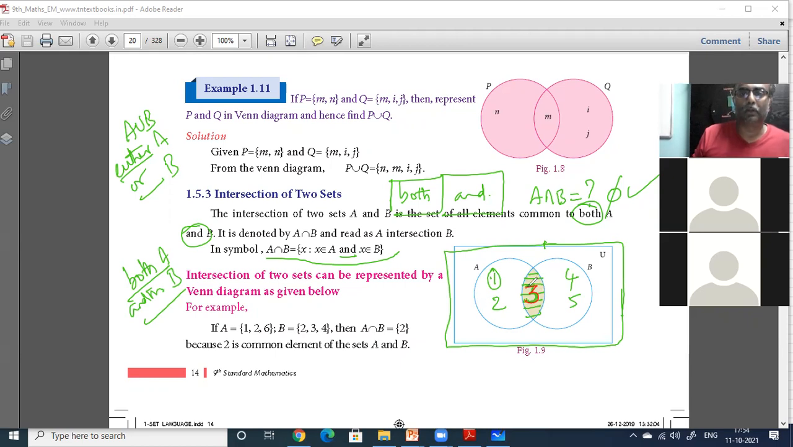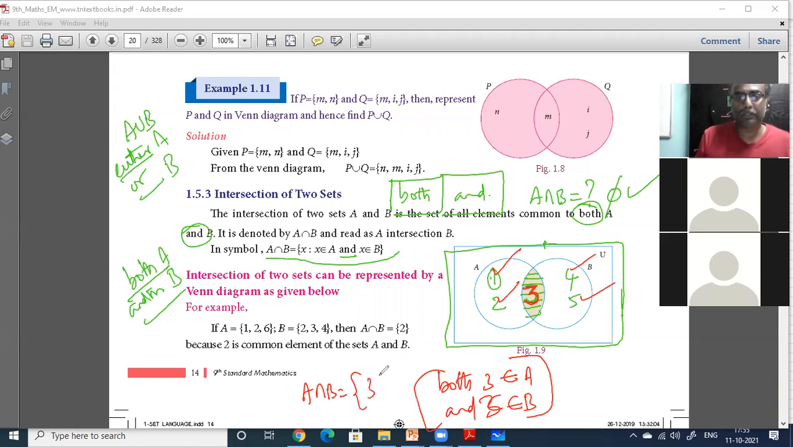There is 3. 1 is belonging to A, but it is not belonging to B. 2 is also belonging to A, but not belonging to B. 4 is belonging to B, but not belonging to A. 5 is belonging to B, but 3 is belonging to both. 3 is an element of A, and 3 is also an element of B. Therefore, A intersection B is equal to {3}. You understand? Yes, uncle.